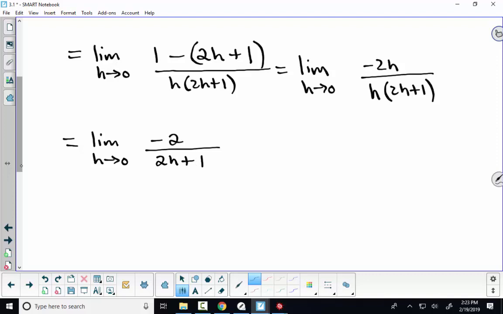So we have the limit as h goes to 0 of minus 2 over 2h plus 1, which gives us what? Negative 2. So that's the slope of our tangent line. Any questions on that?